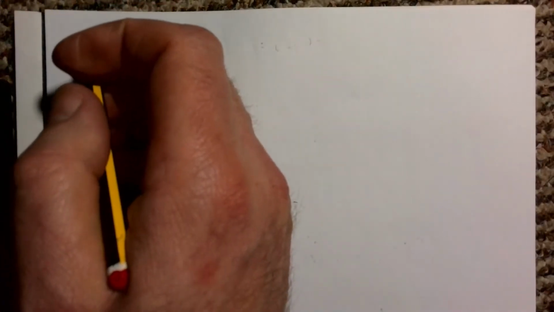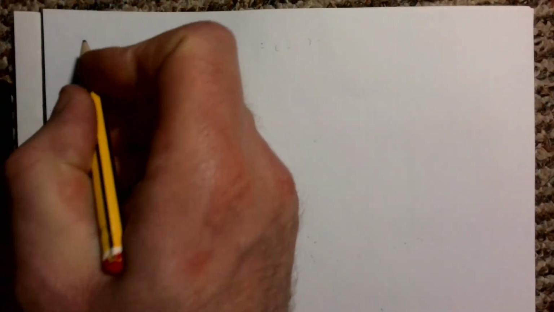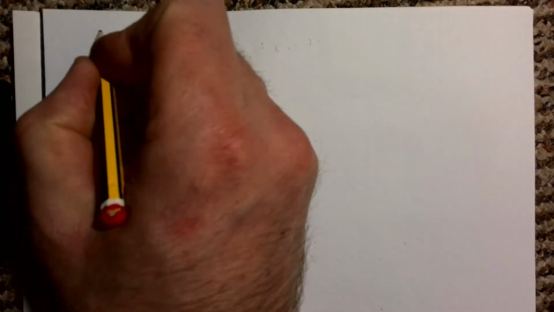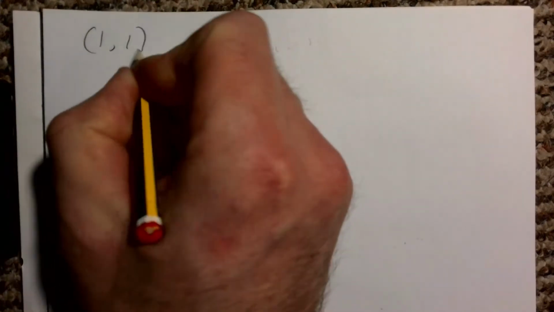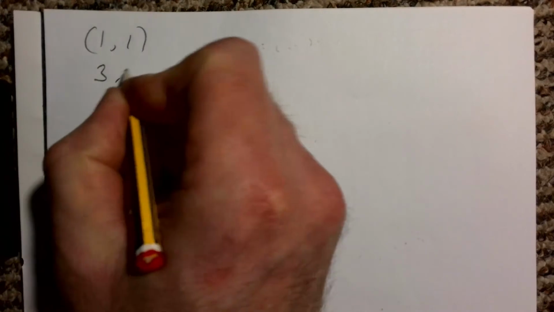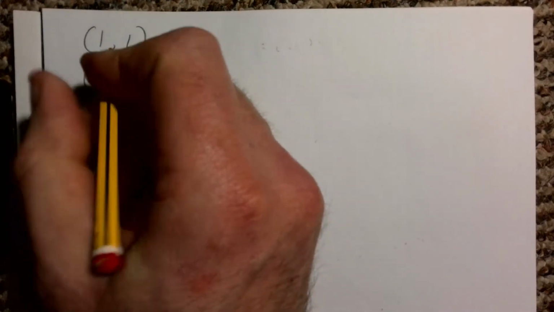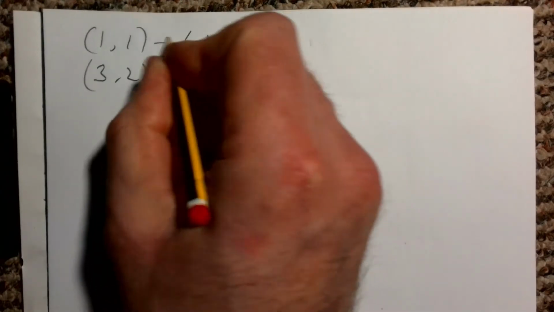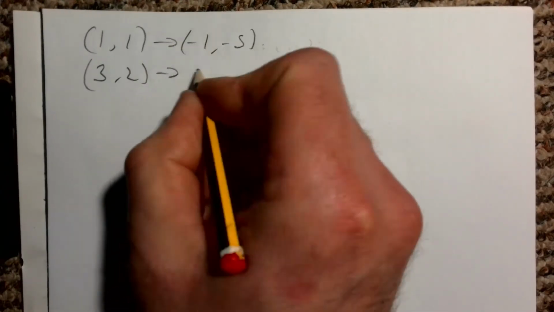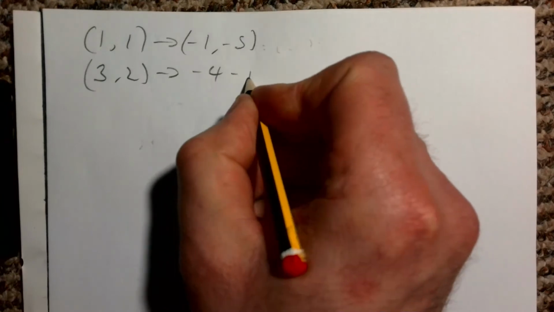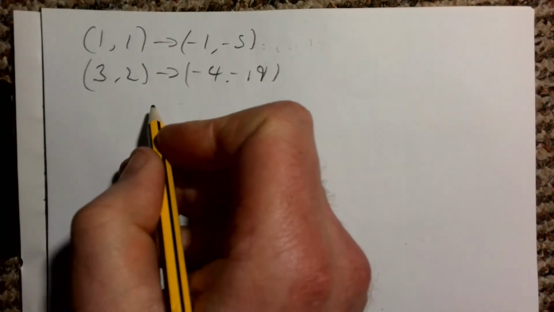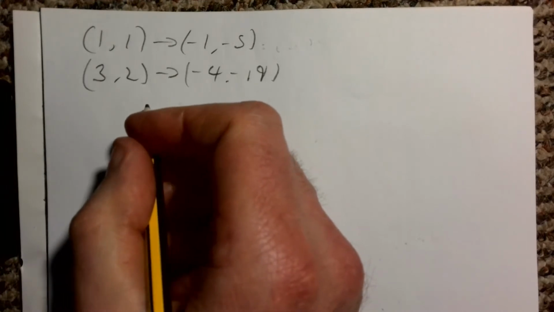Okay, so this is a 2018 Matrices question, question 4. It says a shear of the XY plane maps the points (1, 1) and (3, 2) to the points (-1, -5) and (-4, -19) respectively. So we set that up and it says find the matrix which defines this transformation.